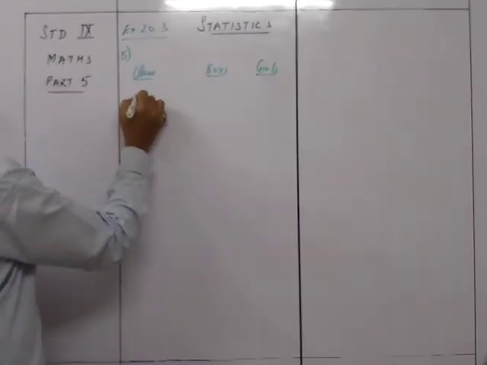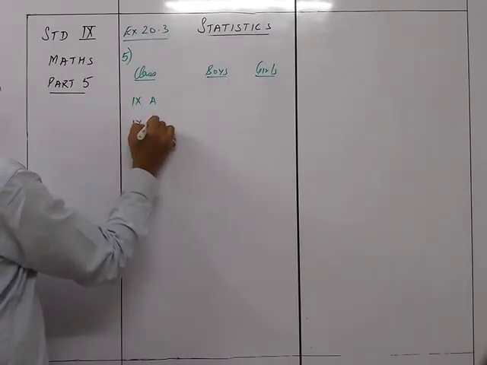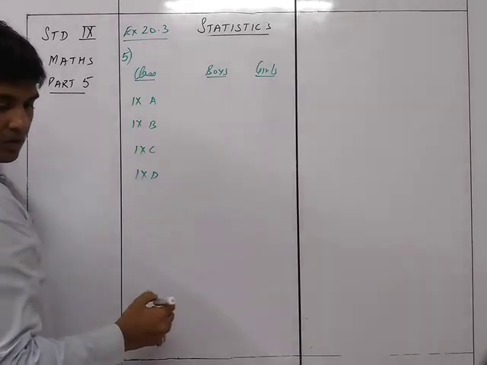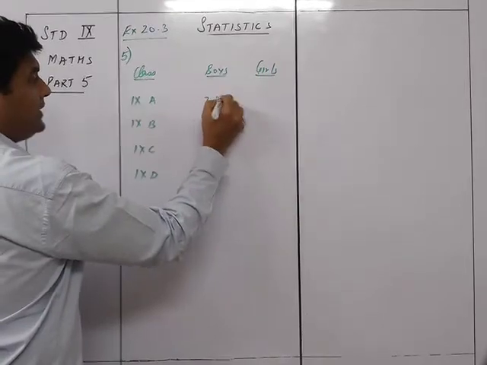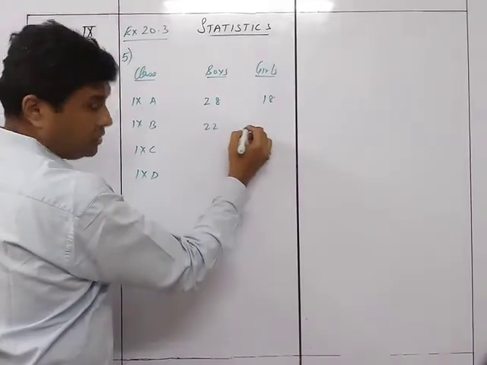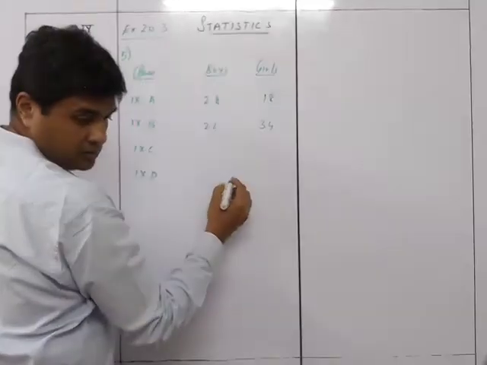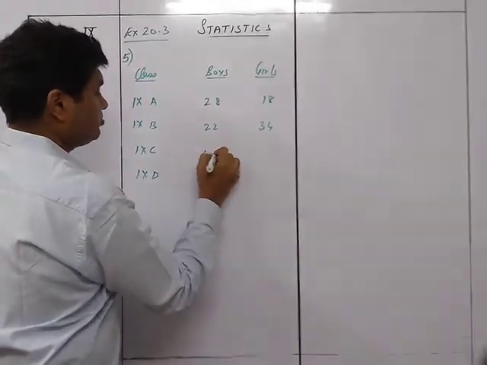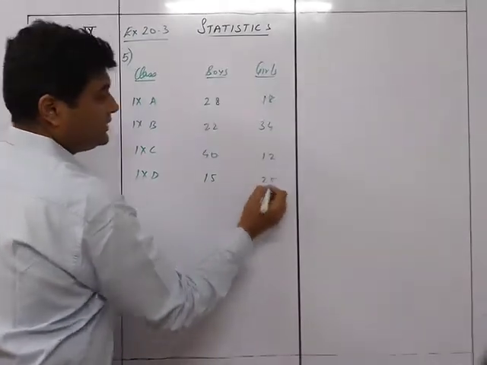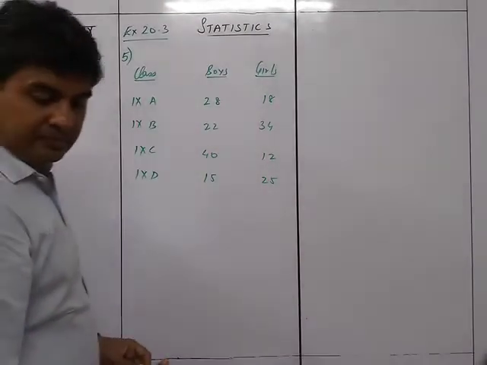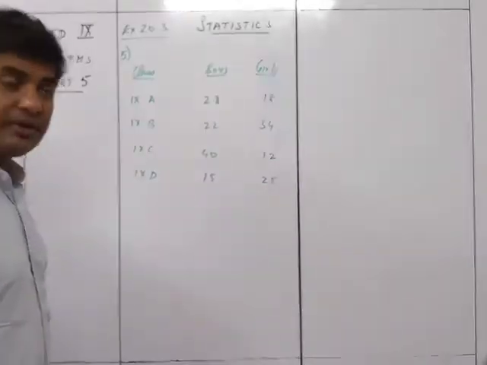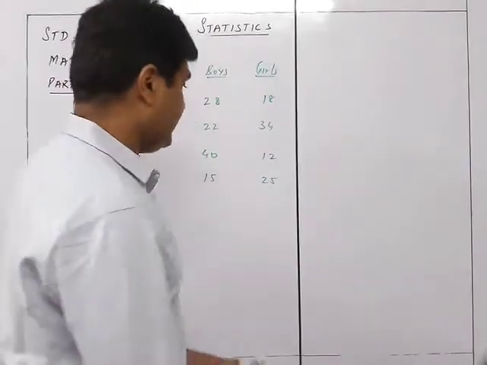The class is 9th A, 9th B, 9th C and 9th D, and accordingly we have 28, 18, 22, 34, 40, 12 and 15, 25. These are the number of boys and girls. We need to draw a bar graph that will be a double bar graph. So let's see.